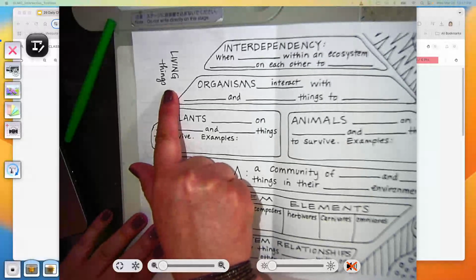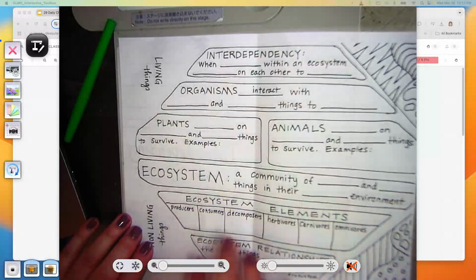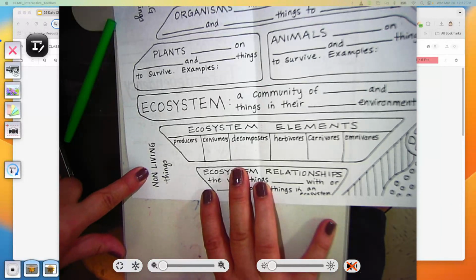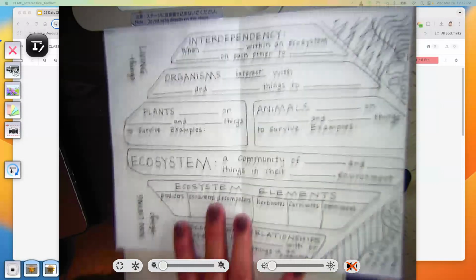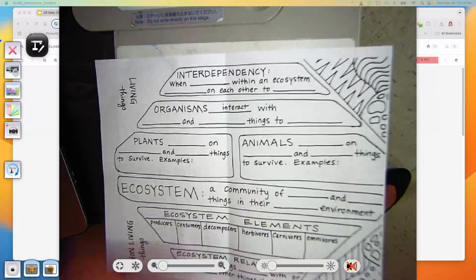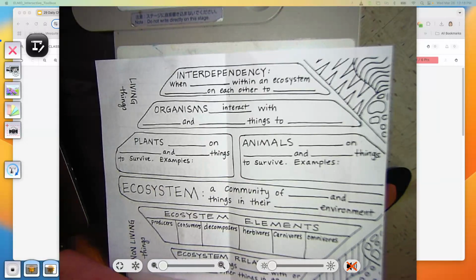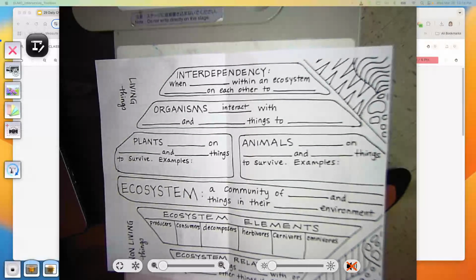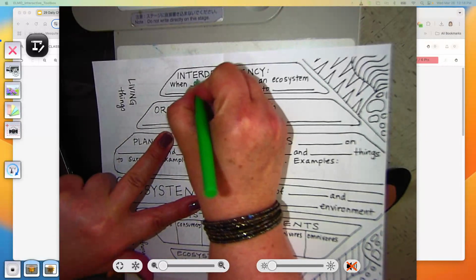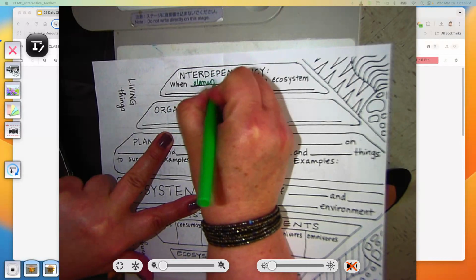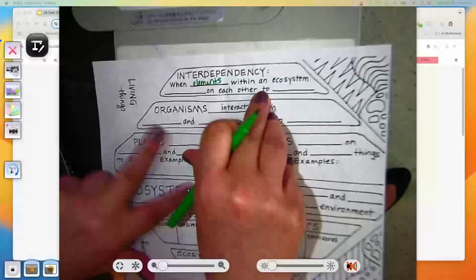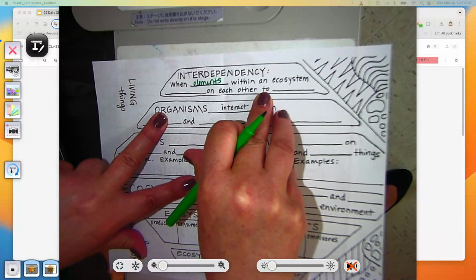Going to go over living things. They have interdependency and non-living things. So I'm going to go ahead and stop up here on top. So interdependency is when elements within an ecosystem depend on each other to survive.